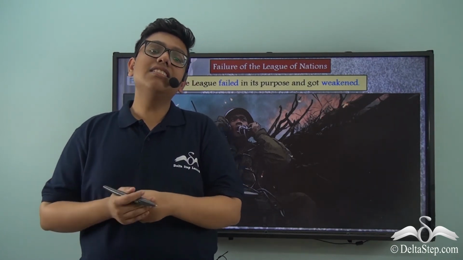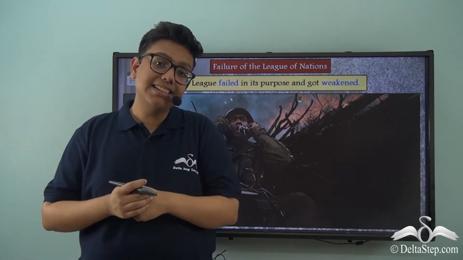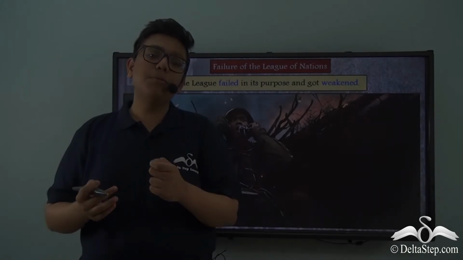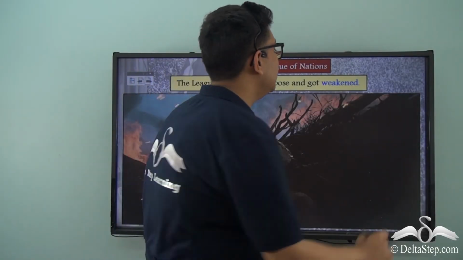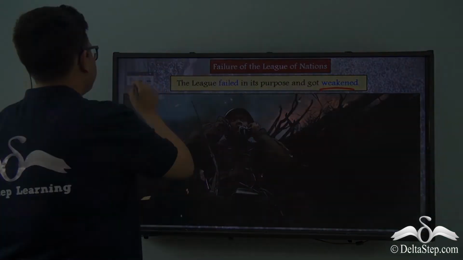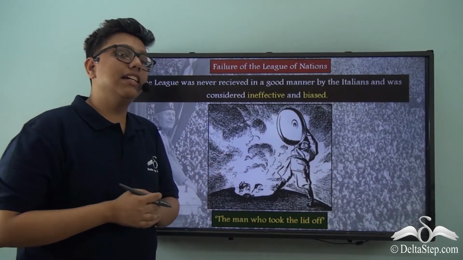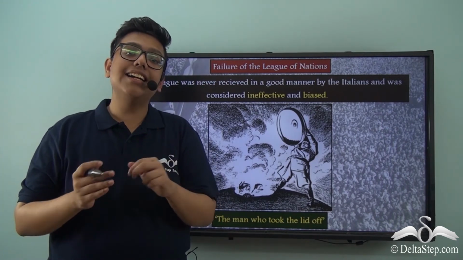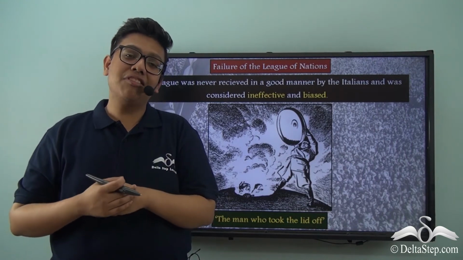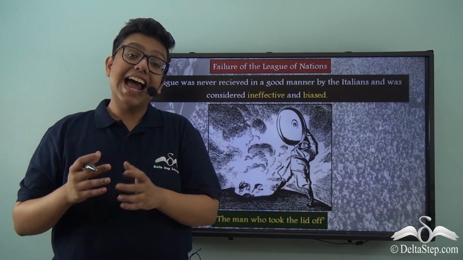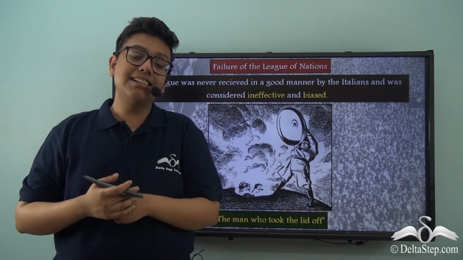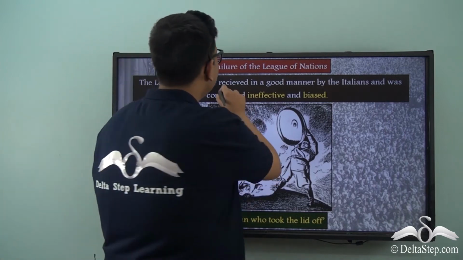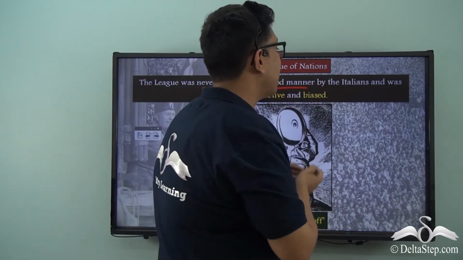The League never realized that the people of Italy are actually discontented with what is going on, and the Treaty of Versailles never really made them happy. This particular thing further weakened the League of Nations. Now, the people of Italy never really accepted the League of Nations. This is because they considered it to be an allied symbol. And the allied nations were the ones who the people of Italy felt had cheated Italy in the war, as it did not give them what they were promised. So the League of Nations was thus never received in a good manner by the Italians.